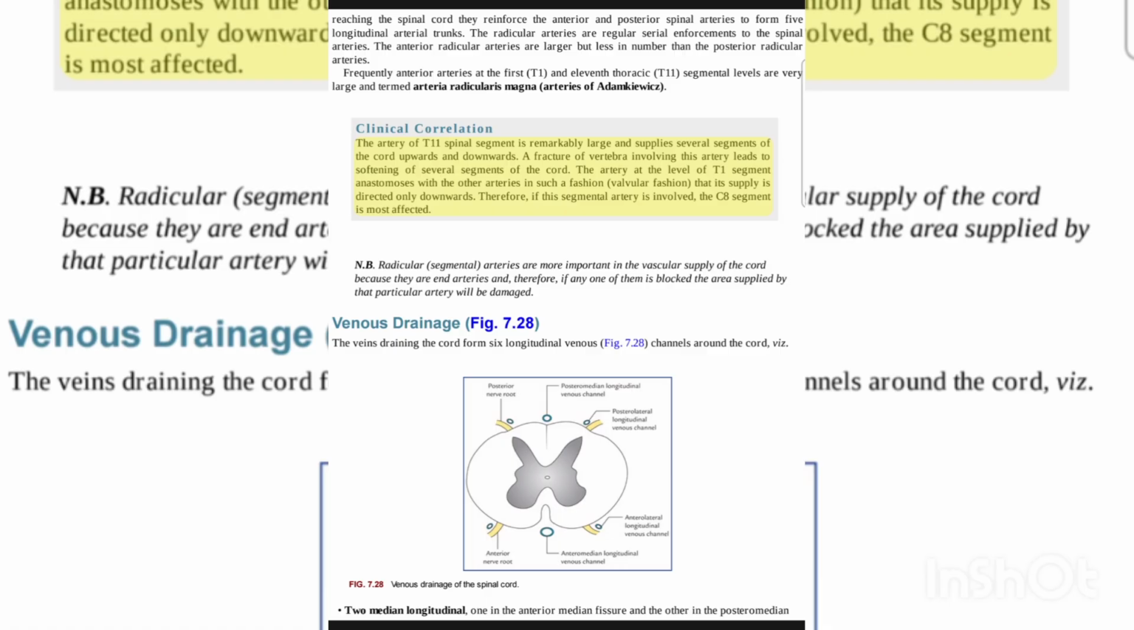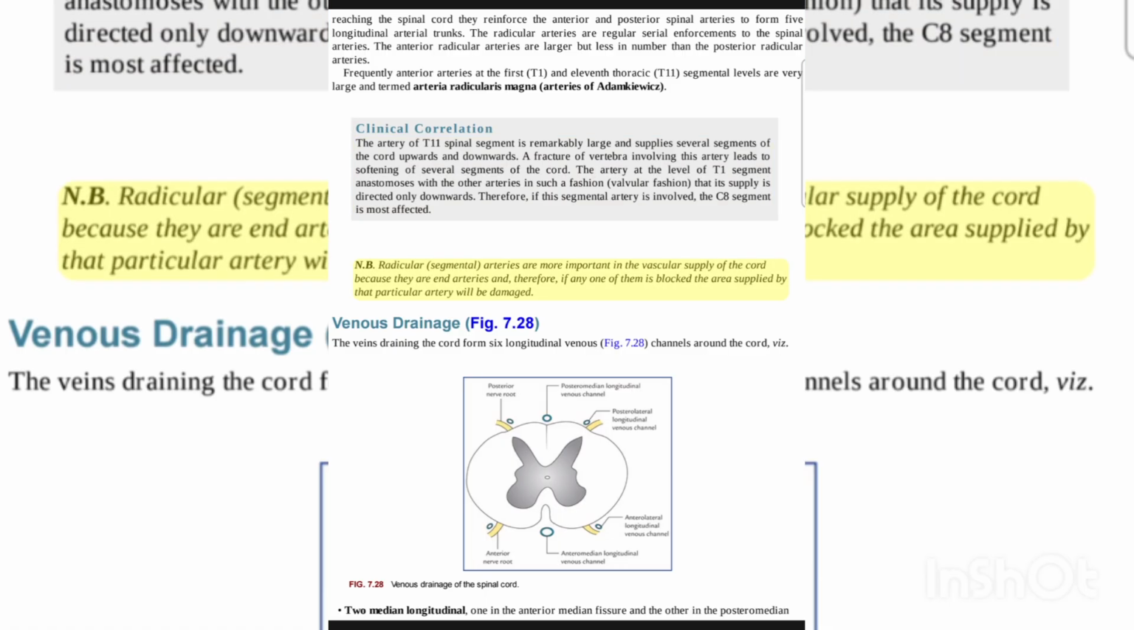The artery of T11 spinal segment is remarkably large and supplies several segments of the cord upwards and downwards. A fracture of vertebra involving this artery leads to softening of several segments of the cord. The artery at the level of T1 segment anastomoses with the other arteries in such a fashion, valvular fashion, that its supply is directed only downwards. Therefore, if this segmental artery is involved, the C8 segment is most affected.